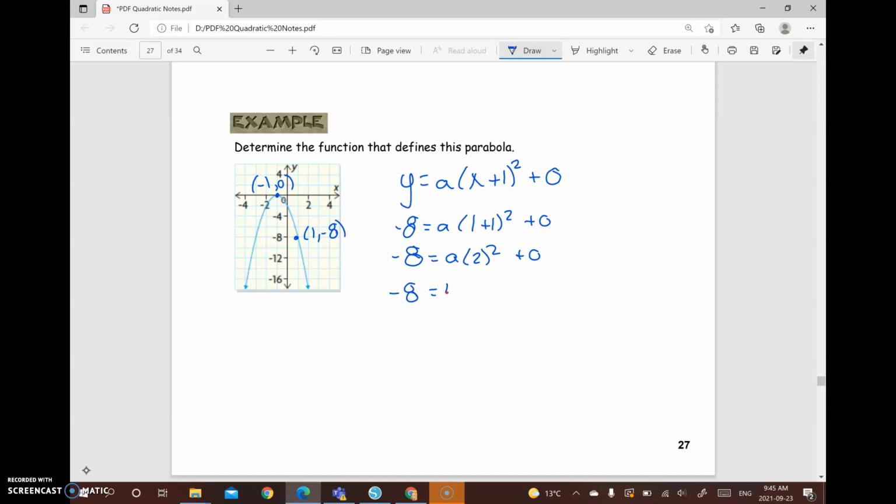Two squared is 4. You can continue writing that plus 0 if you want, or drop it. I'm just going to drop it. And I get that my a value is negative 2. So I'm going to rewrite the equation out. A value is negative 2, p value is 1, and that q value is 0. You can add in the plus 0 or leave it without.